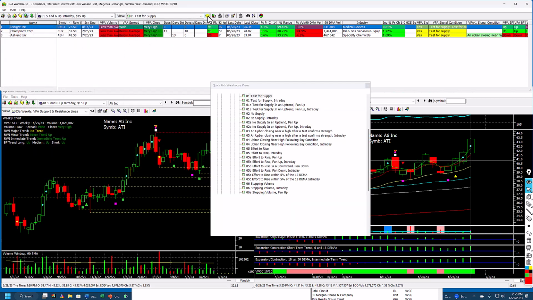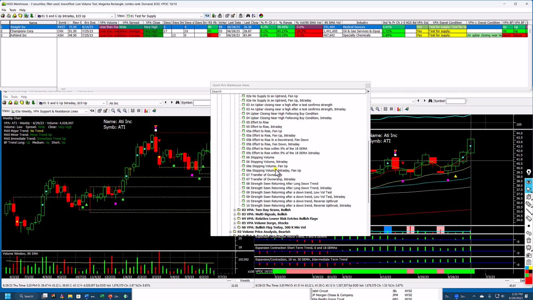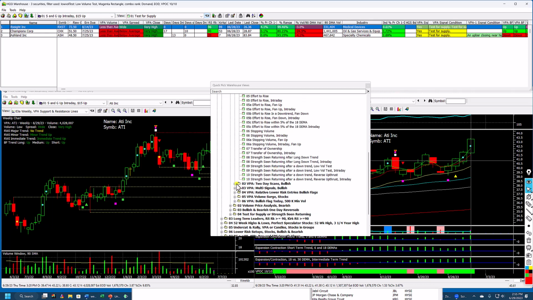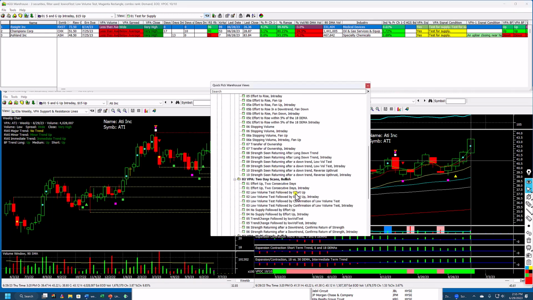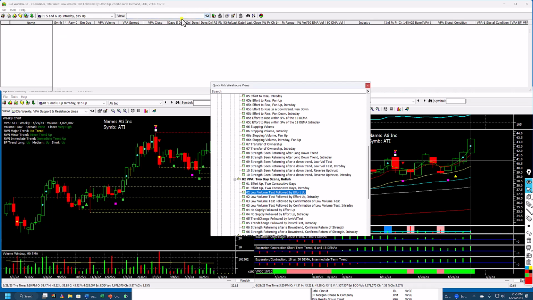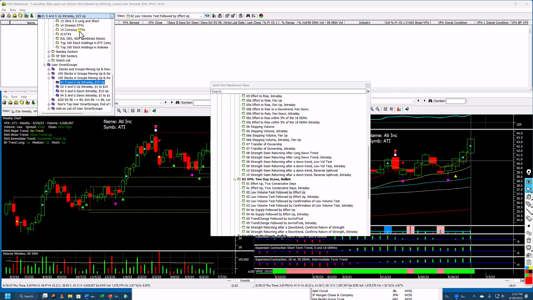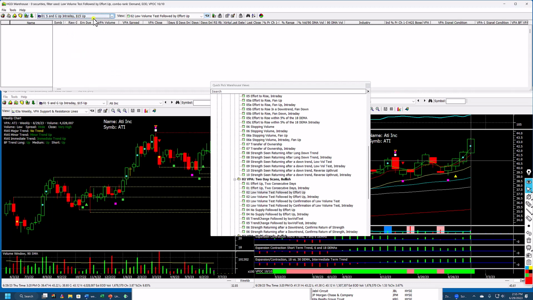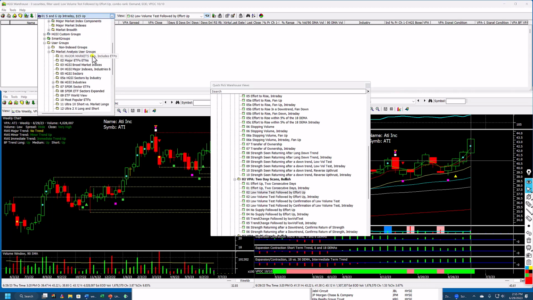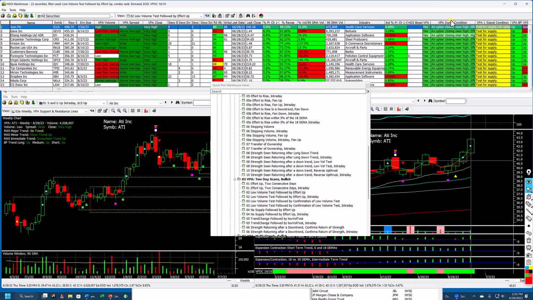And if you like looking for tests, go to these 2-day scans, low volume tests followed by effort up. There's nothing here in this group. Let's see if there is one. The next group, nothing. But if I go back up to all securities, you can see that all of these have an up bar closing on the high after a test for supply the prior day.